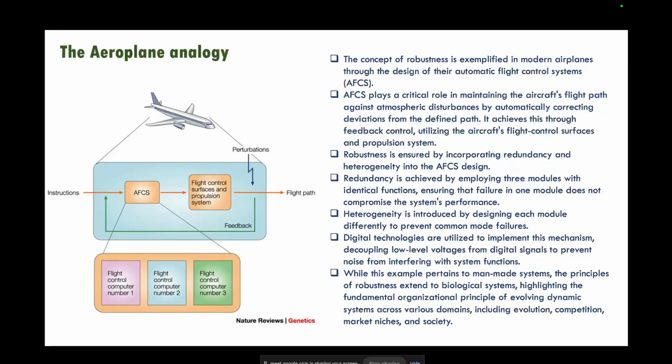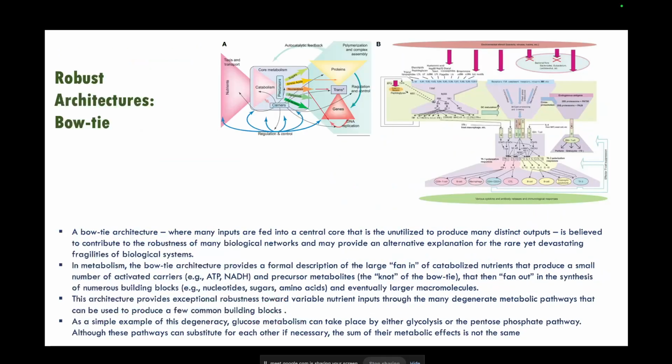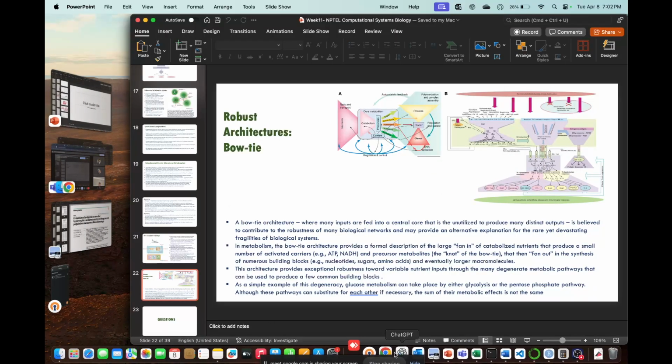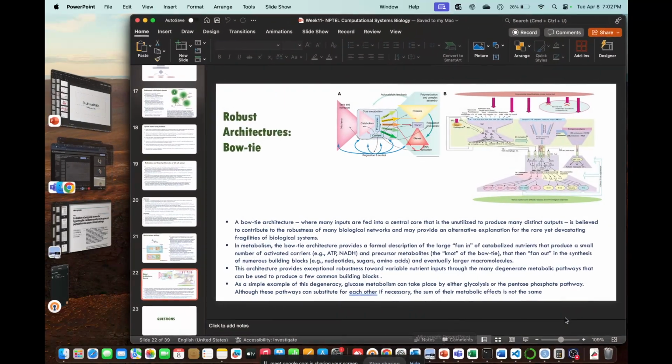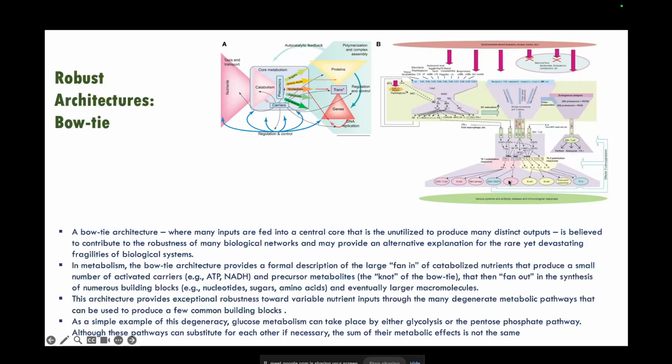While this example pertains to man-made systems, the principle of robustness extends to biological systems as well, highlighting the fundamental organizational principle of evolving dynamic systems across various domains, including evolution, competition, market niches, and society. So the idea is that robustness is not only confined to biological systems, it is everywhere in the world. Robustness is something that we try to achieve, and we design our systems taking inspiration from these biological systems on how to keep a system robust. Right. So ultimately, we come to an architecture which describes this whole robustness procedure.